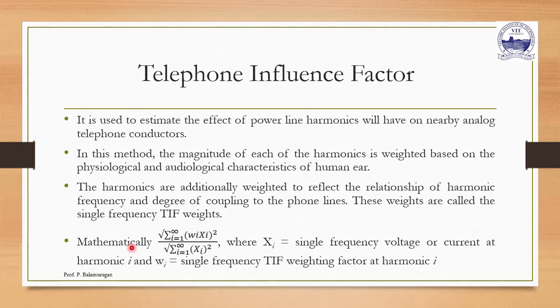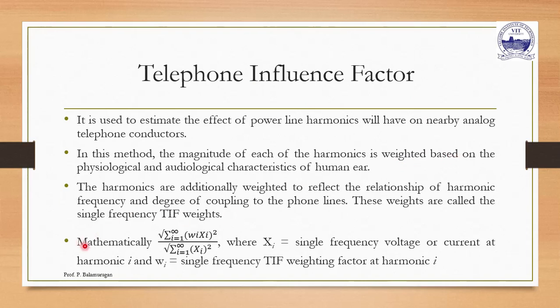Telephone influence factor is used to estimate the effect of power line harmonics on nearby analog telephone conductors. In this method, the magnitude of each harmonic is weighted based on the physiological and audiological characteristics of human hearing. The reason here is that the conductor carrying electricity and the conductor carrying a signal will have different characteristics, impedance and so on. So that's why we are measuring the telephone influence factor for different harmonics with different weights.